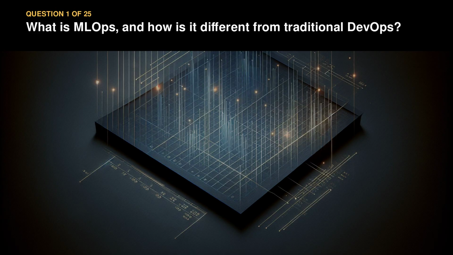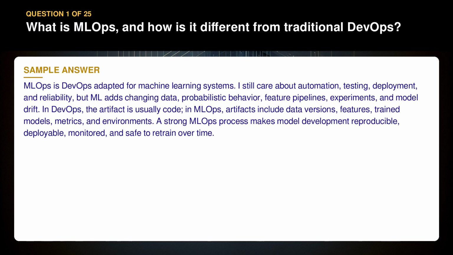Question 1. What is MLOps, and how is it different from traditional DevOps? MLOps is DevOps adapted for machine learning systems. I still care about automation, testing, deployment, and reliability, but ML adds changing data, probabilistic behavior, feature pipelines, experiments, and model drift. In DevOps, the artifact is usually code. In MLOps, artifacts include data versions, features, trained models, metrics, and environments. A strong MLOps process makes model development reproducible, deployable, monitored, and safe to retrain over time.